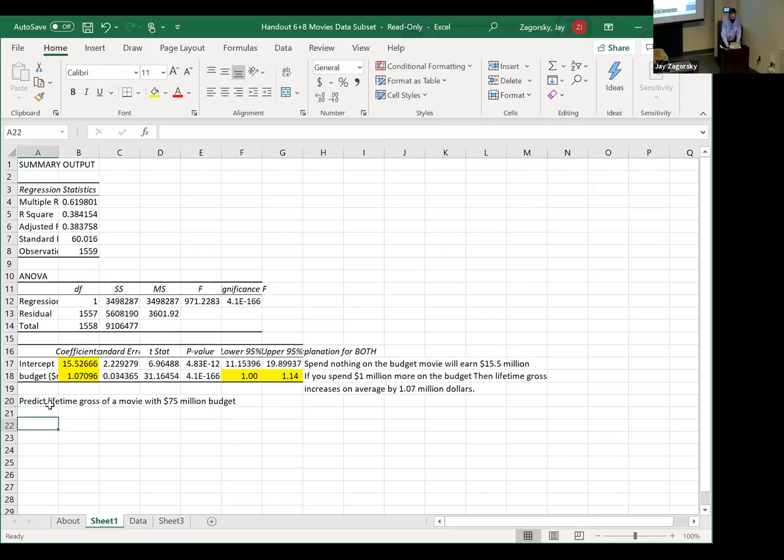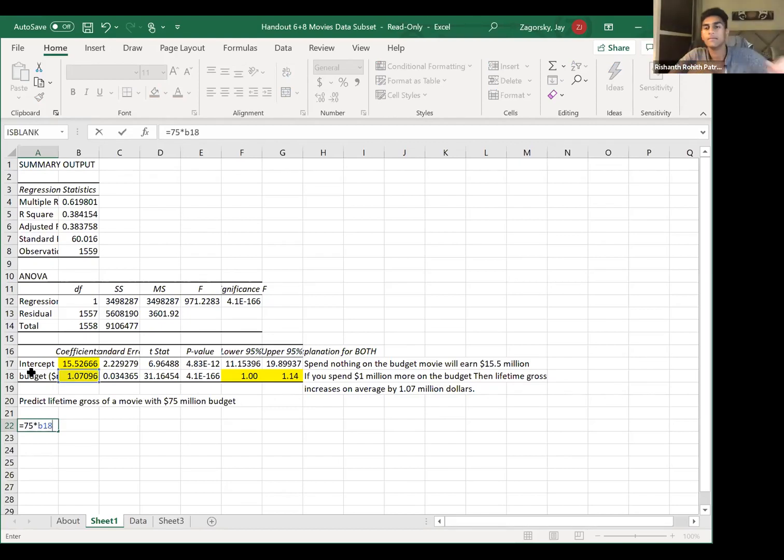And how do we do that? Go ahead, somebody else. Looks like Rashawn. How do we actually do this calculation? It's 75 times 1.07. So it's equal to 75 times B18, because that's where the coefficient is, plus B17, the intercept. So it's 75 times B18, where B18 is the coefficient on budget, plus the intercept.